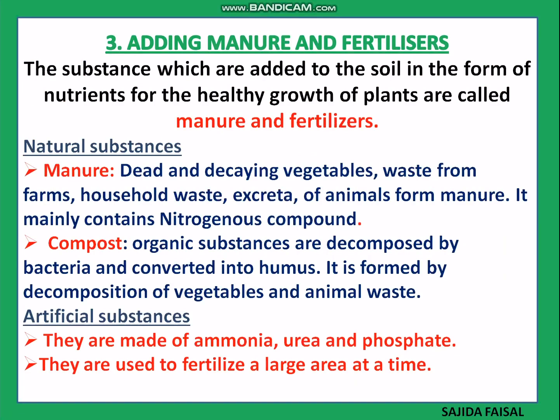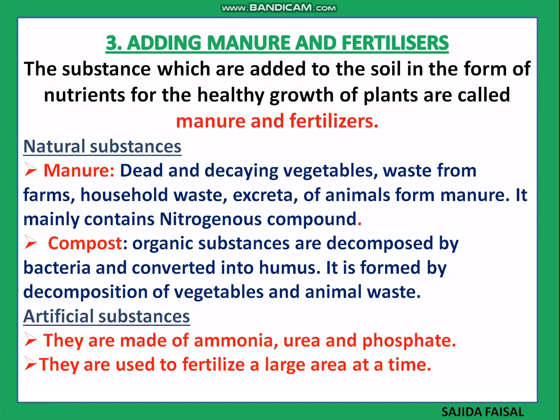We already prepared the soil. Second one, we already added the what? Sowing the seed also done. Then after sowing the seed, they need some manure and fertilizers. They want to grow. For that, they need some nutrients. For that, we are adding manure and fertilizers. The substances which are added to the soil in the form of nutrients for the healthy growth of plants are called manure and fertilizers.